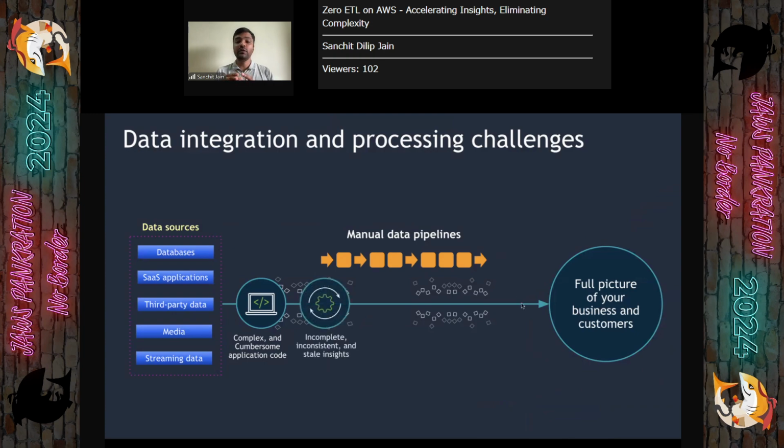Then if, for some reason, you are not able to ingest the data for 5 minutes, that leads to incomplete, inconsistent insight because it's not accurate. The outcome result, which should be, let's say, 72, may show 70 because you missed the 15 minute window.